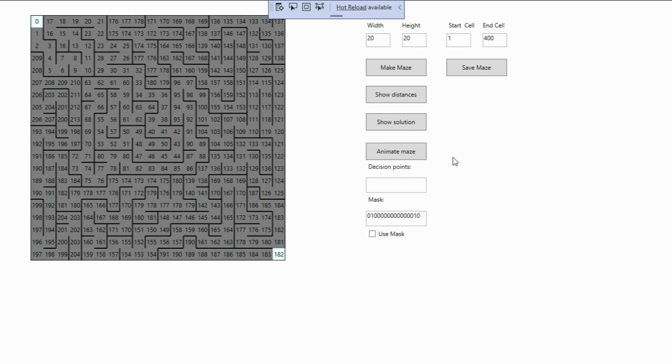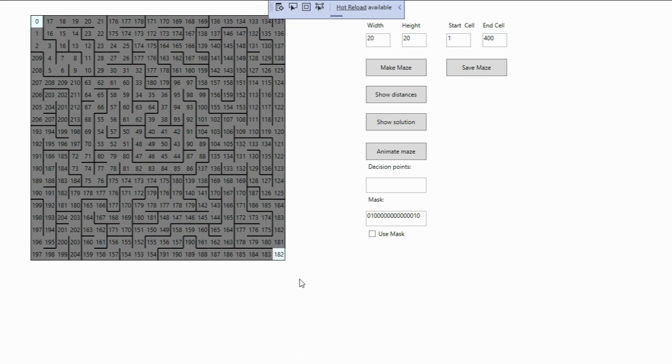Okay, so now that we know the distances between any pair of squares in the grid, how do we then find our solution? Well, we need to set our start and our end cells. So here I've got the start at the top left and the end at the bottom right, but that doesn't need to be the case. You could, of course, set them anywhere. So how are we going to find the path between these two squares? Well, again, it may seem difficult, but as with a lot of things with mazes, the algorithm that we're going to use is actually very simple.